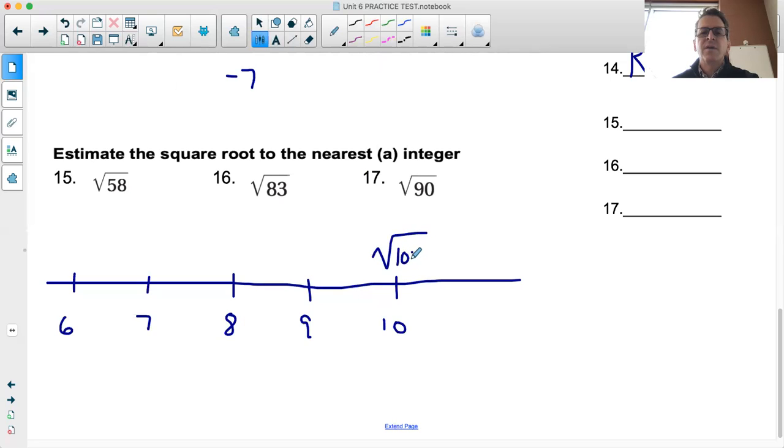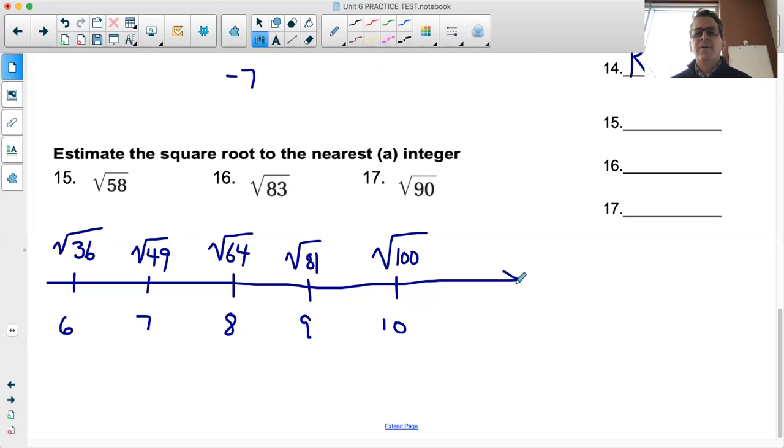The square root of 100 is 10. The square root of 81 is 9. The square root of 64 is 8. The square root of 49 is 7. And the square root of 36 is 6. Okay, that'll get us pretty close. So we're going to use this number line here with the perfect squares. Now, if you had smaller numbers, you'd have to go further this way or that way.